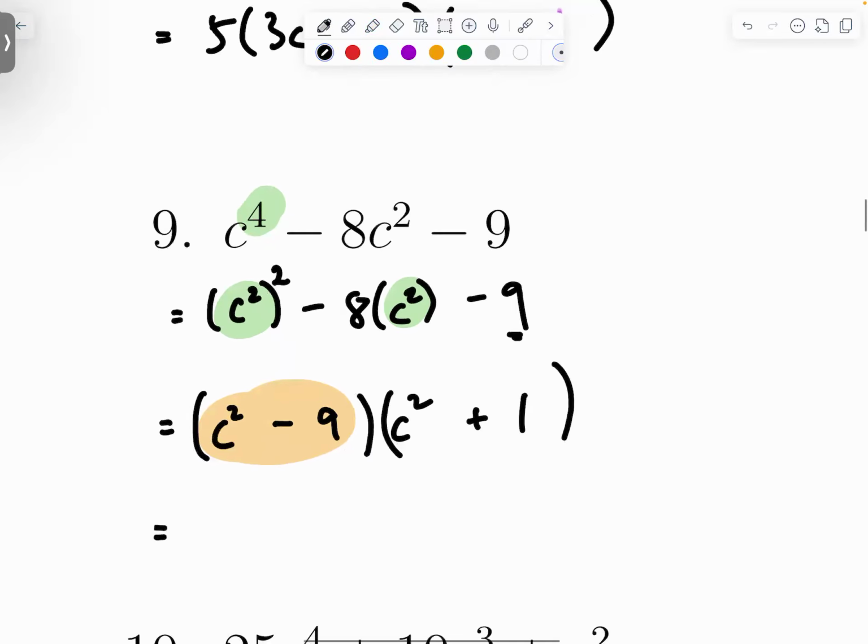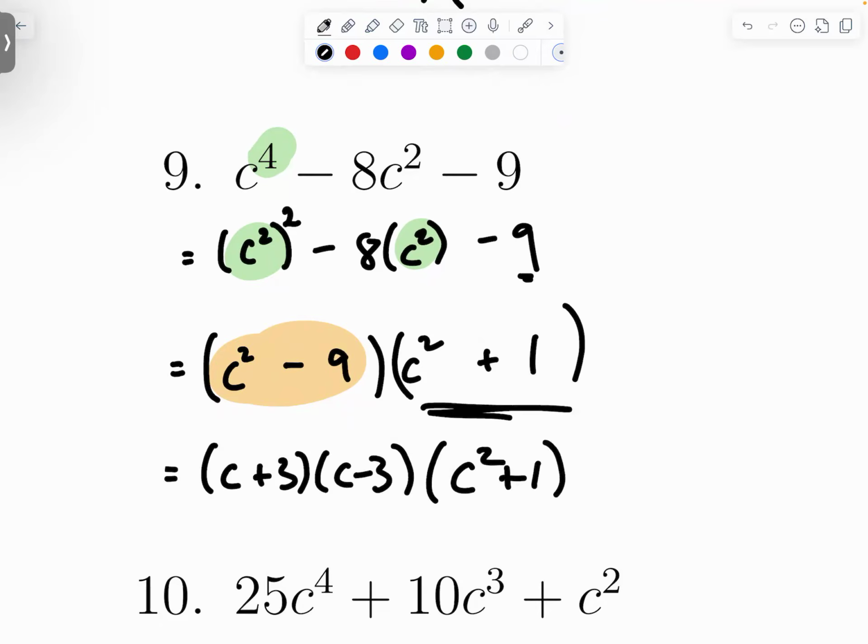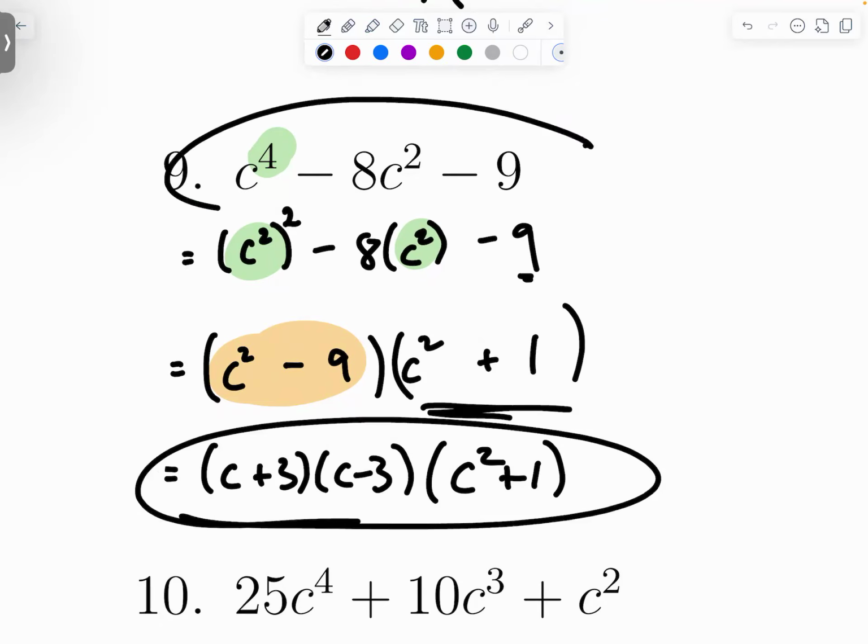This is c plus 3, c minus 3. And since we didn't touch anything here, we just keep writing it. Okay? When you multiply these three things together, it shall give you c to the fourth power minus 8c squared minus 9. All right? So that's how you would do it. That's how you should do it for the future.